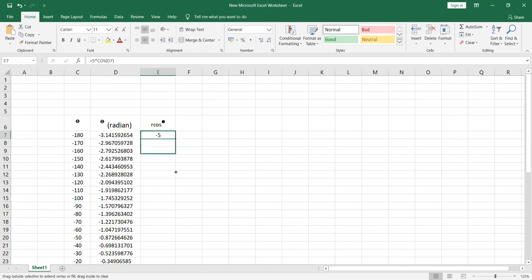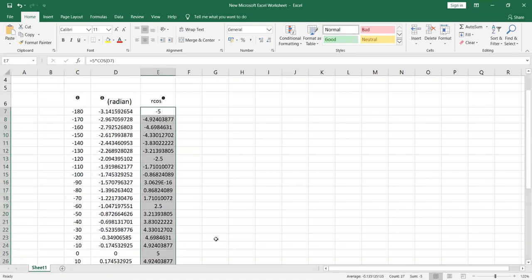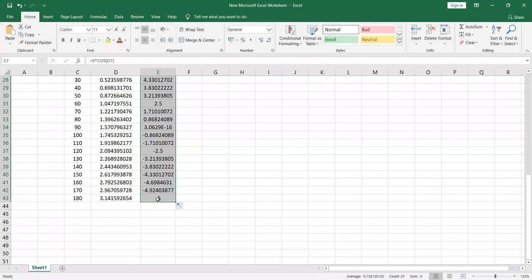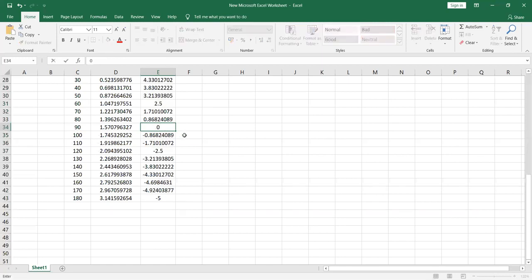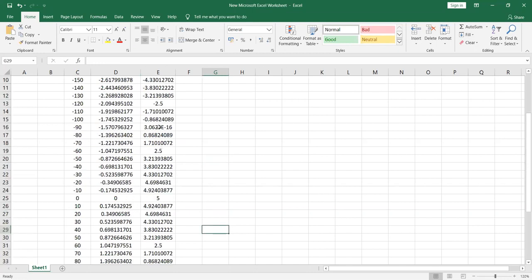Again, go to this dot and drag the column like this. So the value for minus 180 is minus 5, and for plus 180 is also minus 5. Also, we know cos 90 is 0. But in this case, this value comes to be e raised to minus 16, so we have to take that value as 0. Put that value as 0. Again, cos minus 90 is also 0. Put that value 0, like this. We know the value of cos 0 is 1. So 1 into 5, 5.